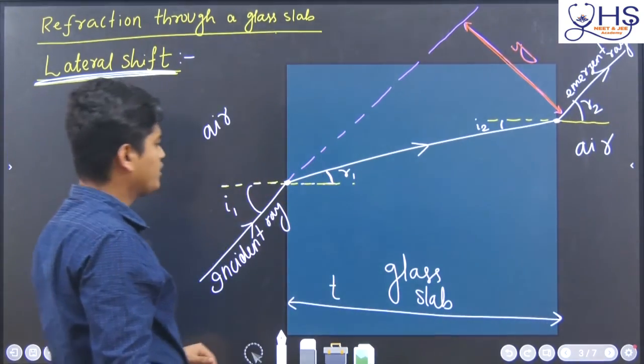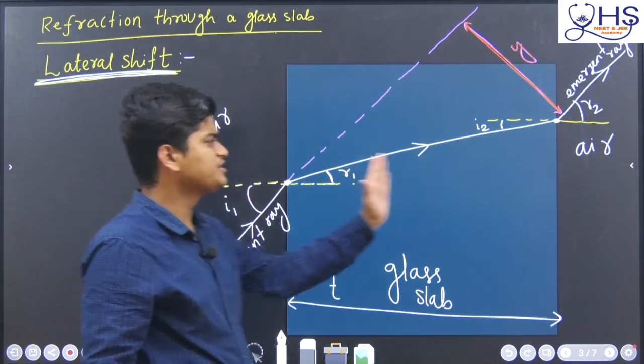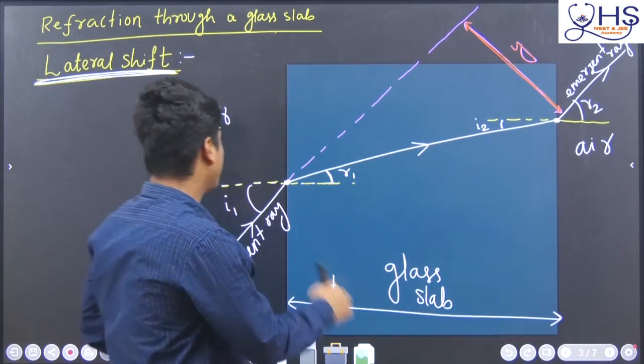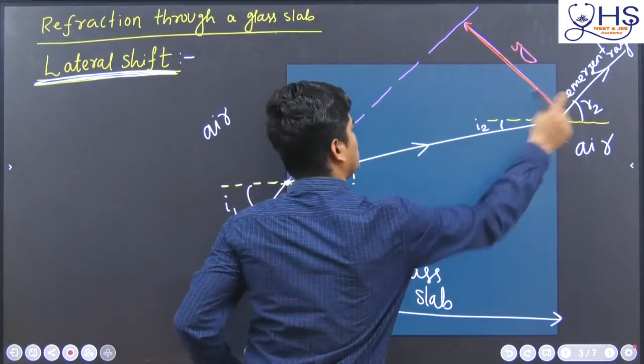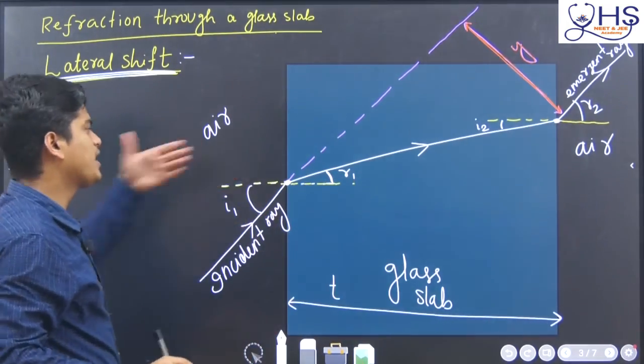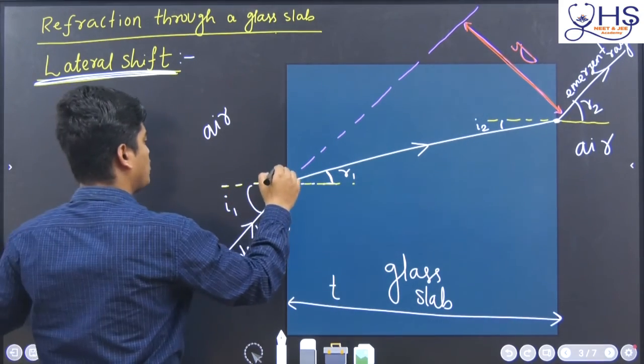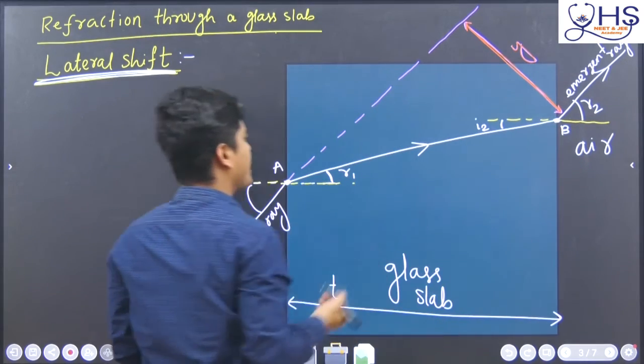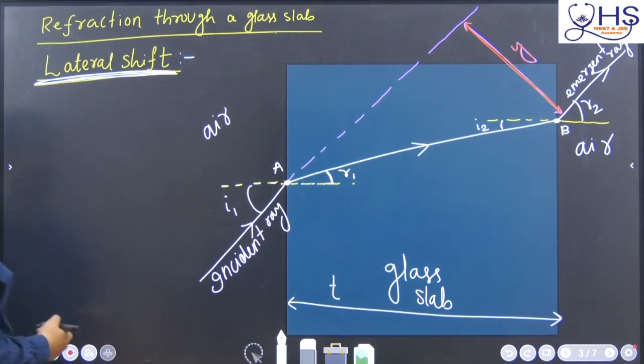Okay, now just now you understand, if there are different media, if this refractive index and this refractive index are equal, then definitely I1 will be equal to R2. Otherwise you can apply the same formula, Snell's law, at this point A and this point you can take as B. So at A and B points we can apply Snell's law.